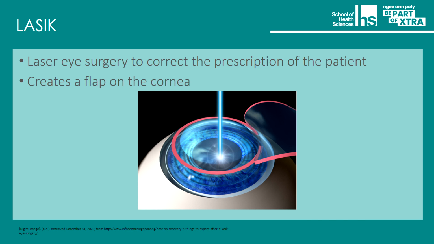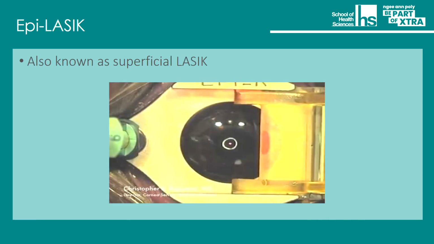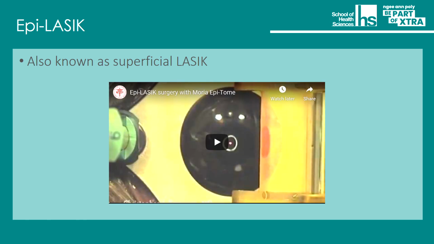But the downside of LASIK is that you need to have a certain amount of corneal thickness before LASIK can be done, because you need to have a flap created. There are some individuals with high levels of myopia or high levels of refractive errors that LASIK is not able to cater to because of the need to have a flap, and because of that they will need to go through a second type of refractive surgery called epi-LASIK. So over here, I'm going to play you a video of how the epi-LASIK is going to be done. So let's go.